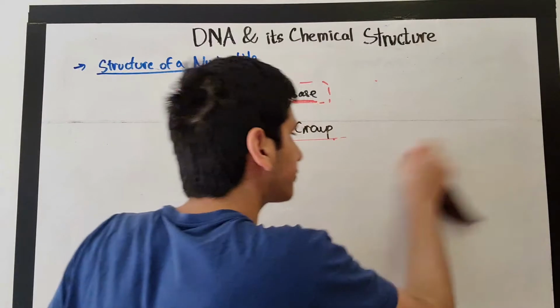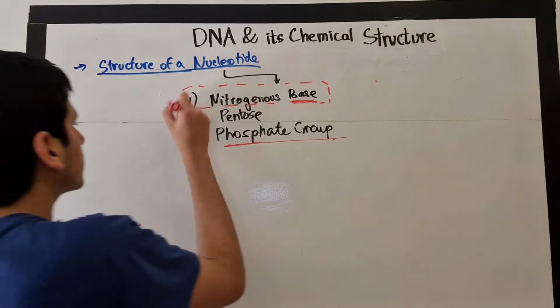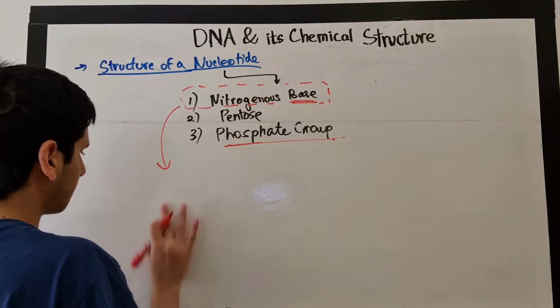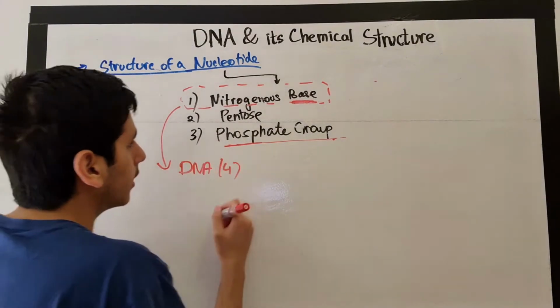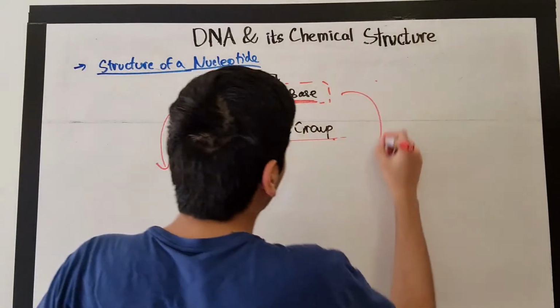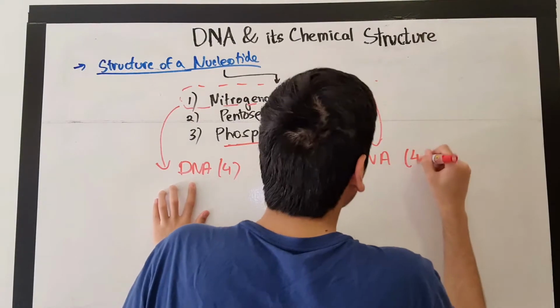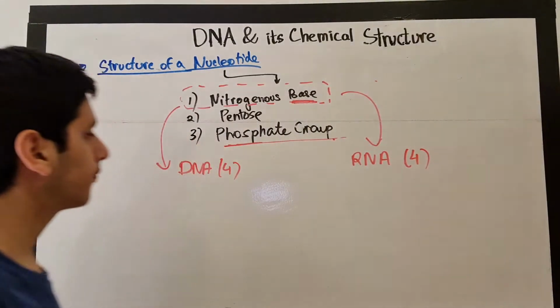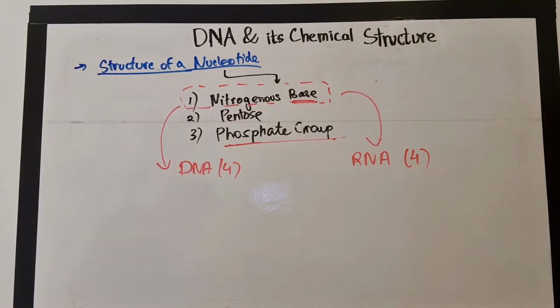Like I said, there are 4 of them in DNA. So in DNA we have 4 bases. In RNA you also have 4 bases. Okay, so what's the difference? Well, let's actually start naming those bases.